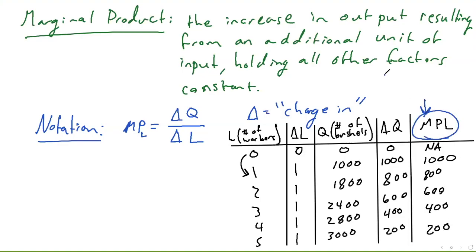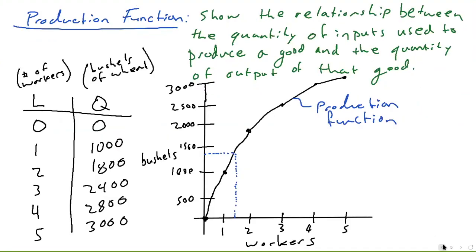So now we'd like to know, how does the marginal product of labor relate to our production function? Well, if we go back and look at our production function, the marginal product of labor is going to be the slope of the production function. So we can demonstrate this.